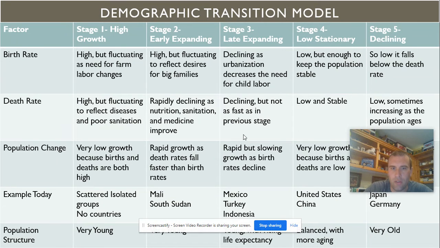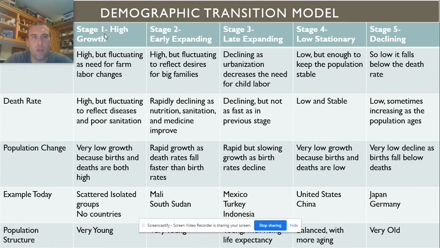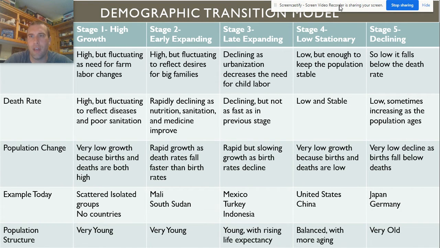So if you think about this, I'm going to move my picture up over here. You look at high growth, early expanding, so you're still growing pretty fast. Moderate growth, low growth, declining. There's nothing magical about that. I can tell you that the world right now is in stage three with a birth rate of 20 and a death rate of 8. Okay, our birth rates are declining as urbanization increases because we just don't have a need for child labor.